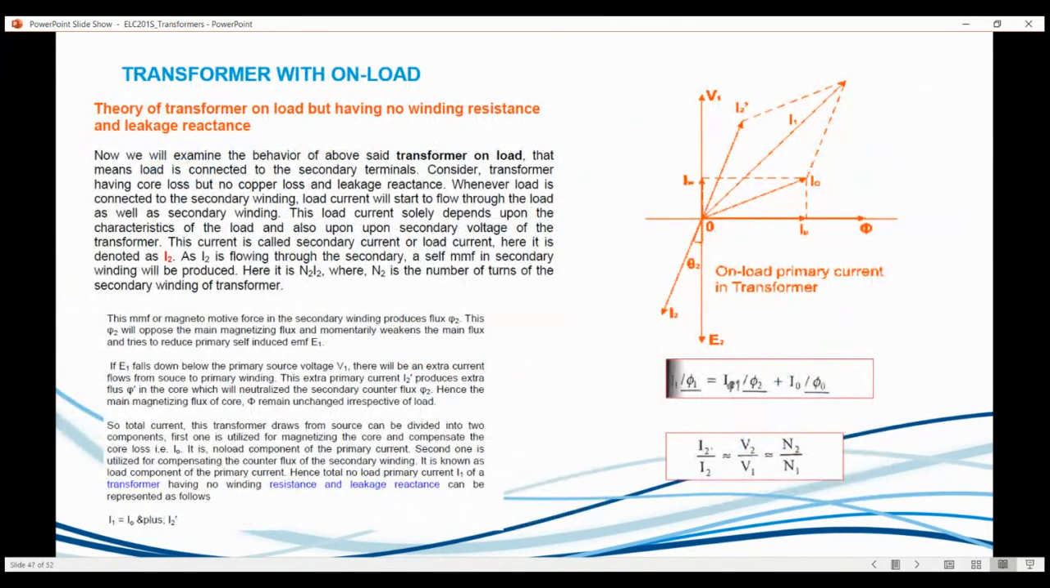This is a transformer on load, but with no winding resistance, and all we literally have to do is apply that. So I0 at a particular angle, because it's a vector, plus I2 prime, equals I1. It's basically the resultant of the two currents, and we can use this. It's approximately equal to this over here, basically the I1 over I2 kind of thing.